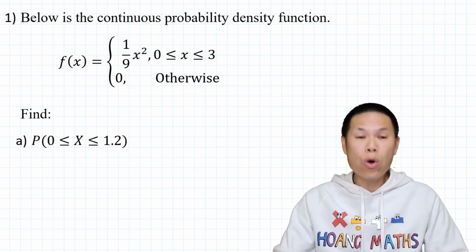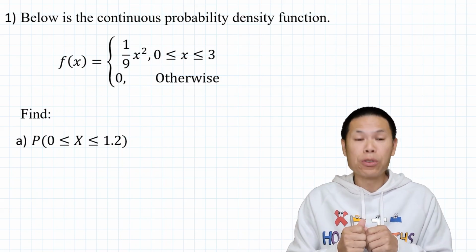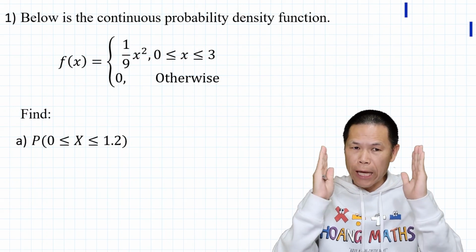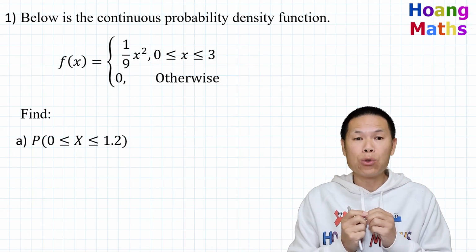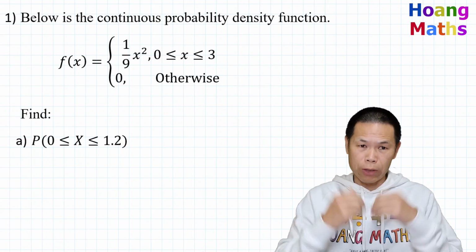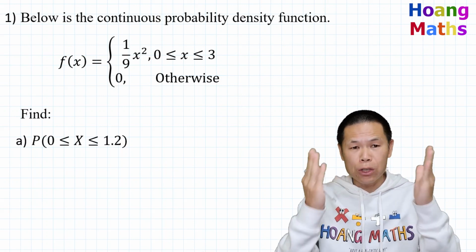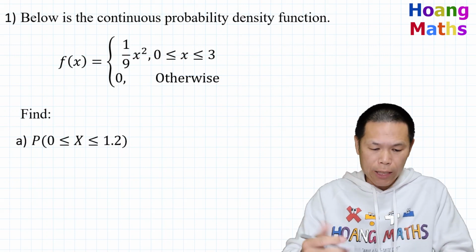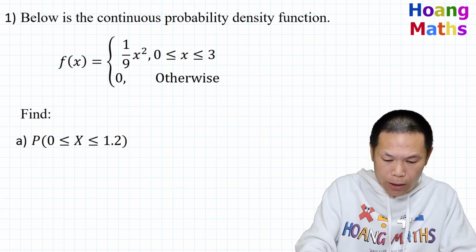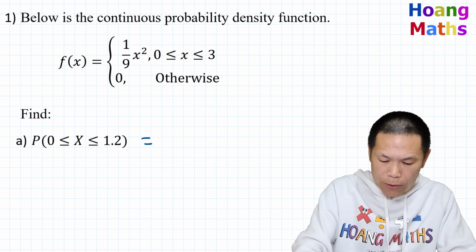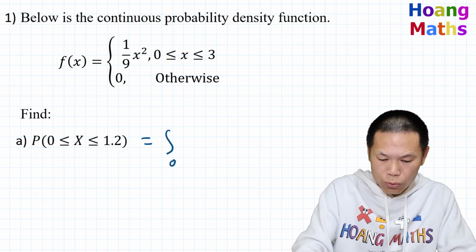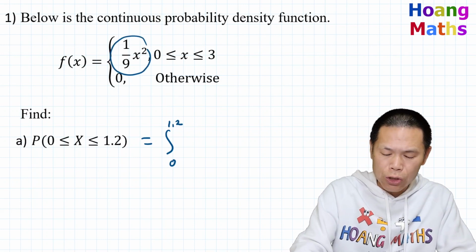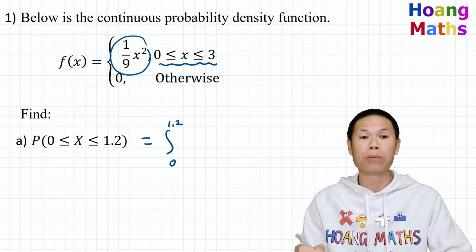First one, to work out the probability from 0 to 1.2. That means we need to find the area under the curve between 0 and 1.2. Because the function is given, we just find the area by integrating the function. So we integrate from 0 to 1.2 of this function, because the function is within this domain. Keep that in mind.